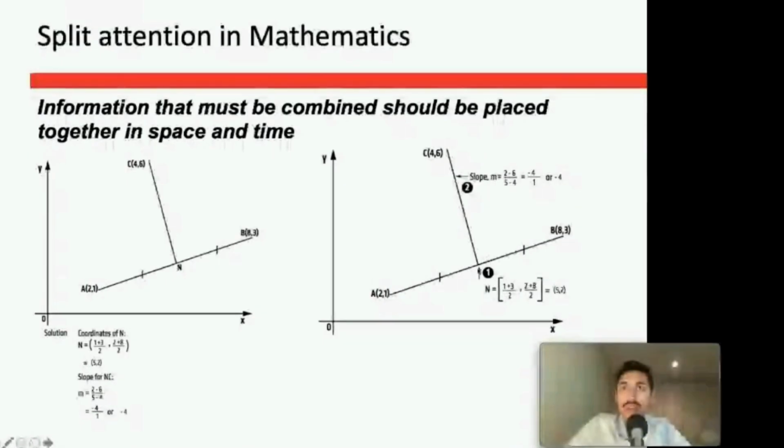First, we need to find this point, and then we use that point to find the slope. Step 1, step 2, and we've also physically integrated the equations with the diagram to make it easier for students to see exactly what's going on there. And this is one example that was used from a study, and it was found that the integrated version led to more and quicker learning than the split attention version.